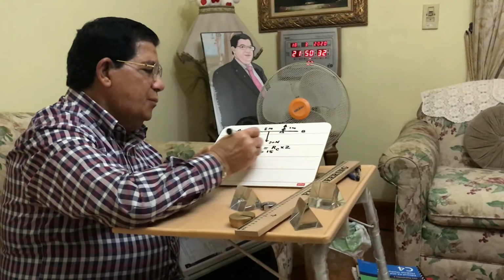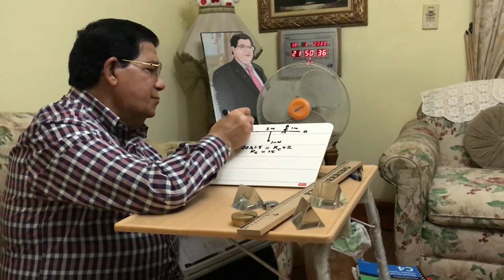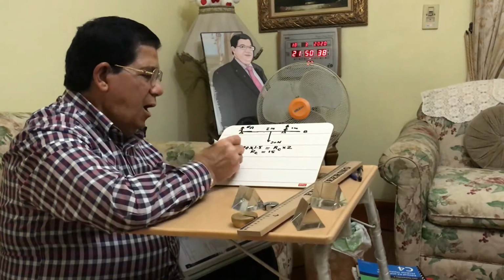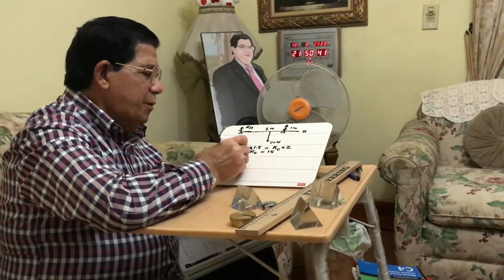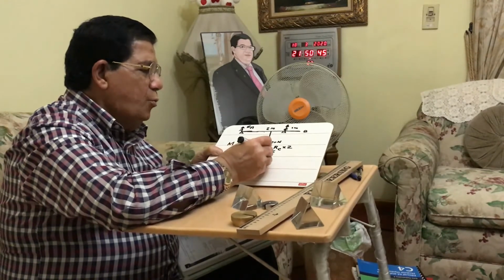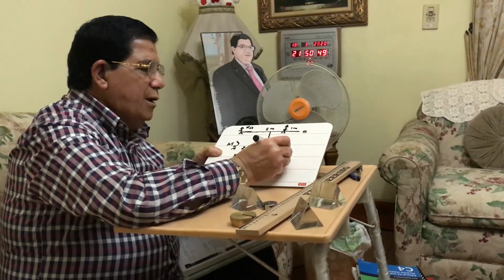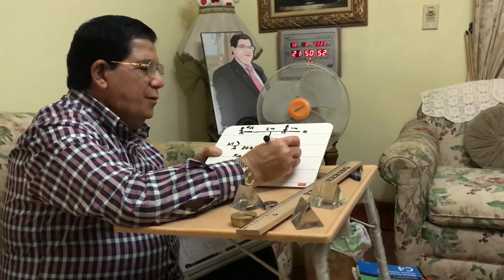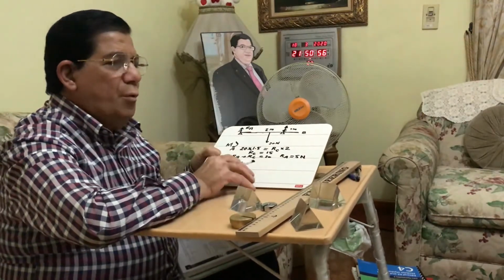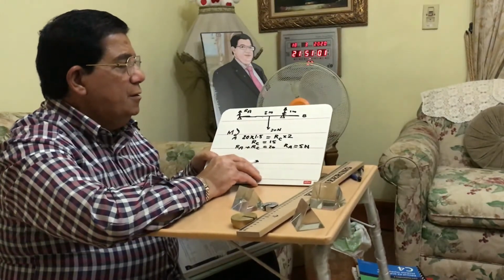30 over 2 is 15. We know that RA plus RC equals 20. From this we get the value of RA equal to 5 Newton. And this is the problem. The problem is moments.